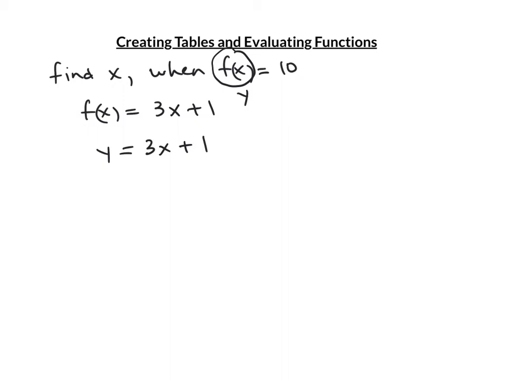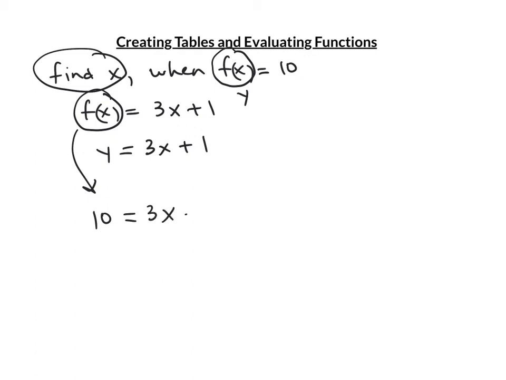But the idea is that f of x is 10, and this is f of x. And what I'm going to do is replace f of x with 10, and I'm going to find x in this equation. It'll be 3 times x plus 1. I'll subtract 1 from both sides. 9 equals 3x. Get x by itself, divide by 3, and I can see that x is 3.